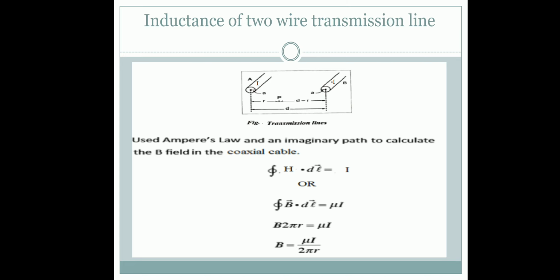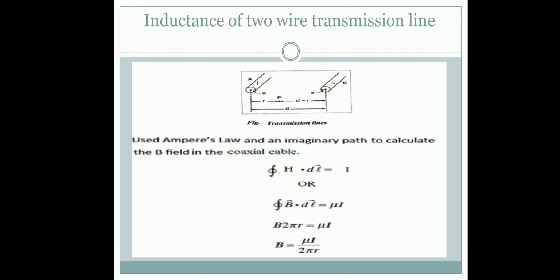So we can use either Biot-Savart's law or Ampere's law to find this magnetic flux density. So here we are using the Ampere's law. So to apply this Ampere's law, first we need to assign an imaginary path. So here also our geometry is in the form of cylinder. So we are assigning an imaginary path in the form of circle.